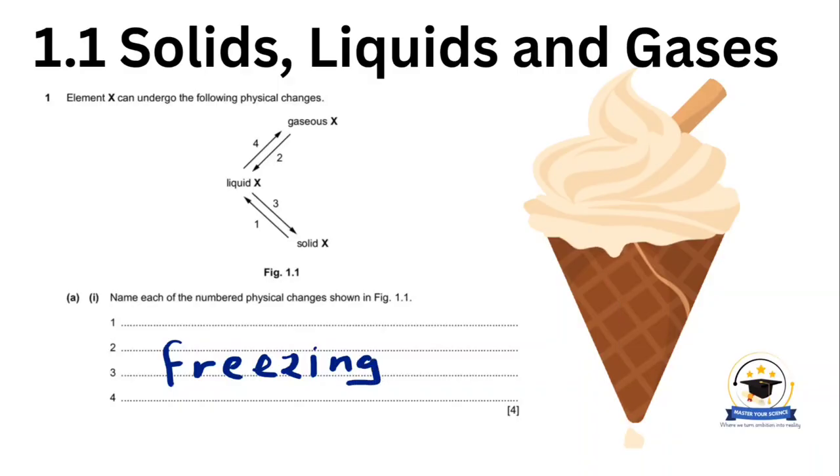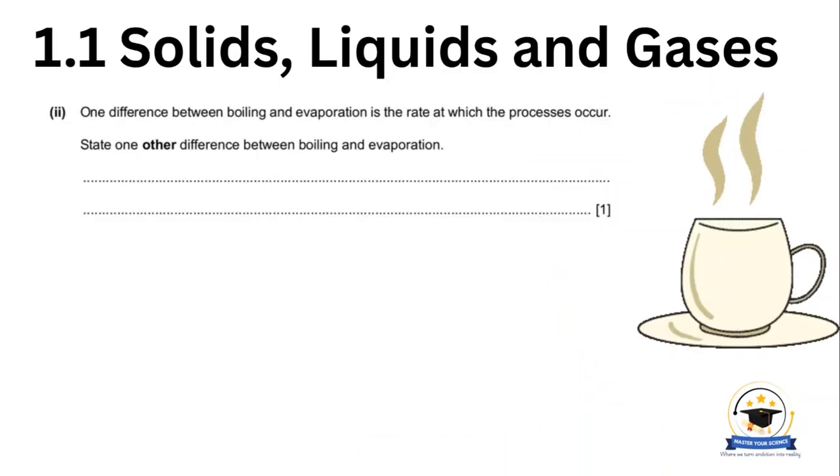Number 4 shows the change from liquid state to gaseous state. This is boiling. This can also be evaporation. However, boiling and evaporation are different. Let's look at the next question to appreciate this difference.